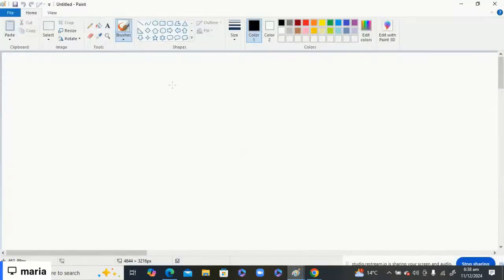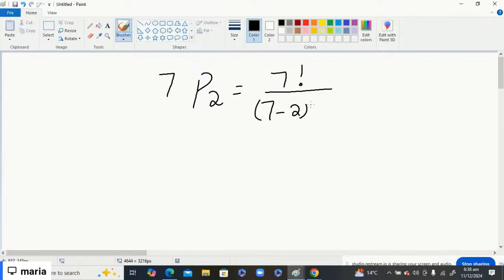Next is question 7P2. Let's solve one more question. 7P2. Now you guys tell me, 7 factorial over 7 minus 2 whole factorial. Before starting the question, you are going to write the formula here: nPr equals n factorial over n minus r factorial.